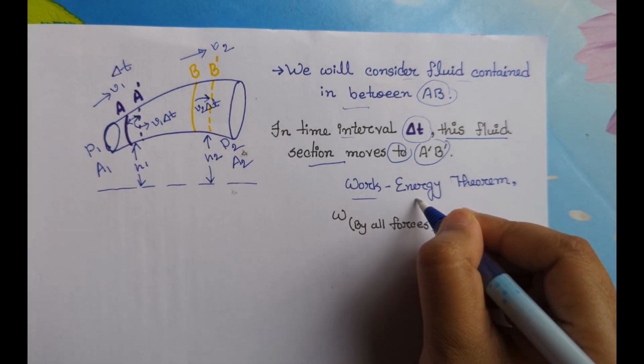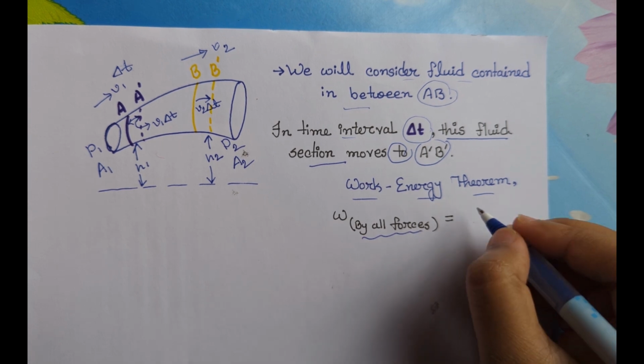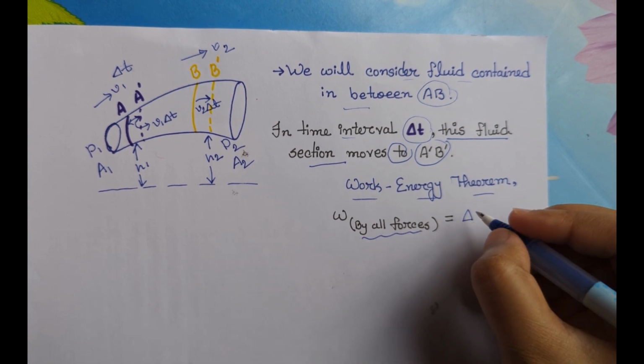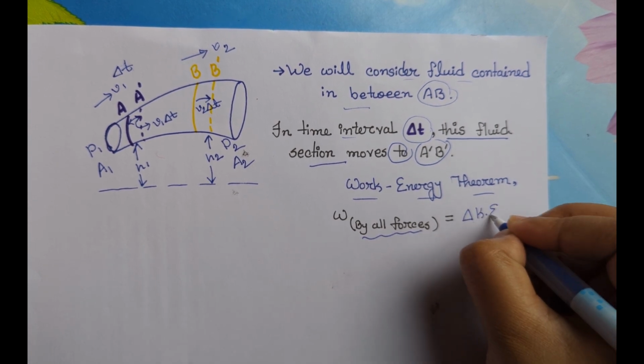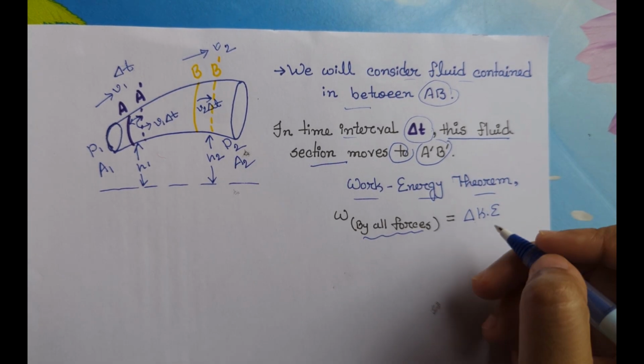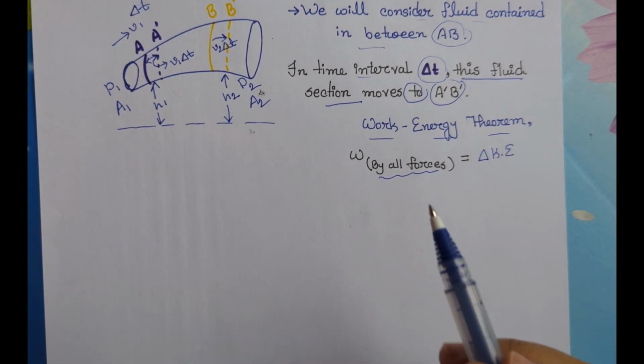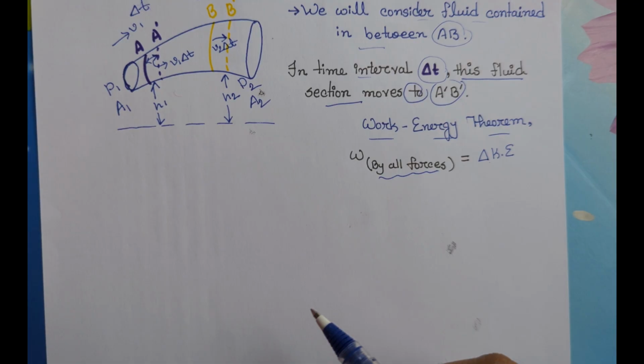From the work energy theorem we know that the work done by all the forces is equal to the difference of kinetic energy, the final minus the initial. With this work energy theorem, we will prove Bernoulli's theorem.